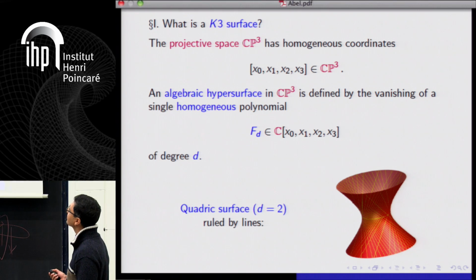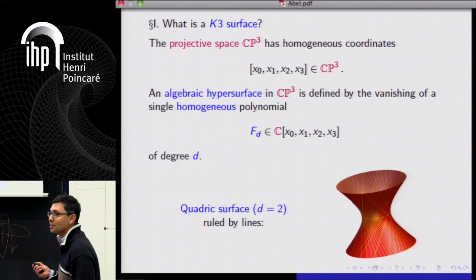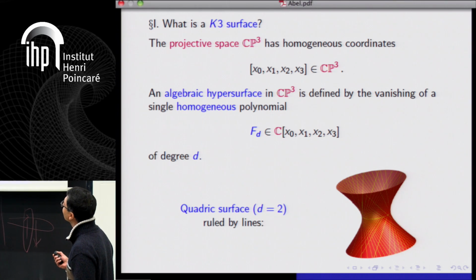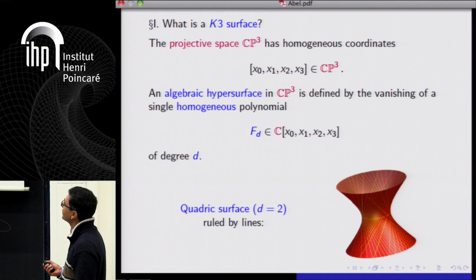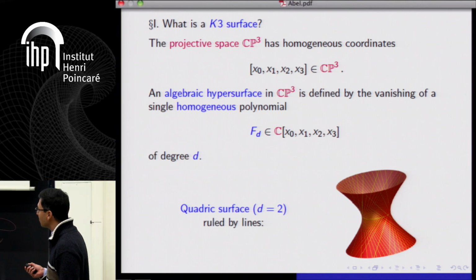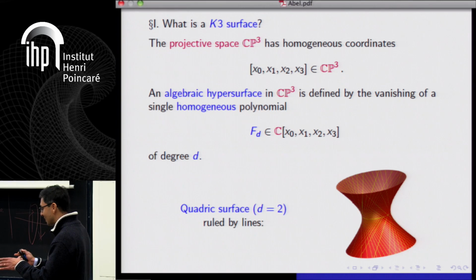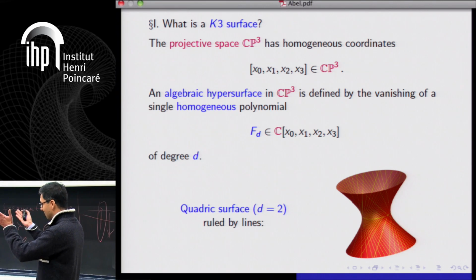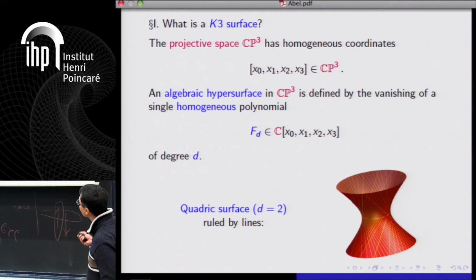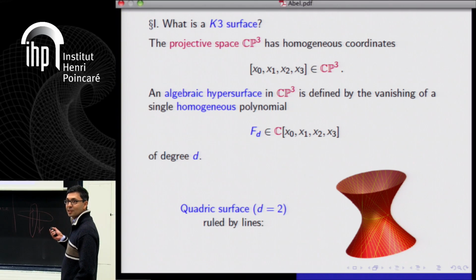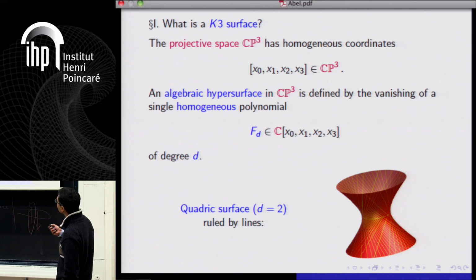These are the real points. Here, this is complex projective space. Of course, I don't draw the complex points. I draw the real points. And you get this very nice quadric surface. And it's ruled by lines, which means that this surface has a property, not completely immediate if you just see the shape, that it's covered by straight lines. In fact, infinitely many straight lines. There are straight lines this way, and there are straight lines that way.